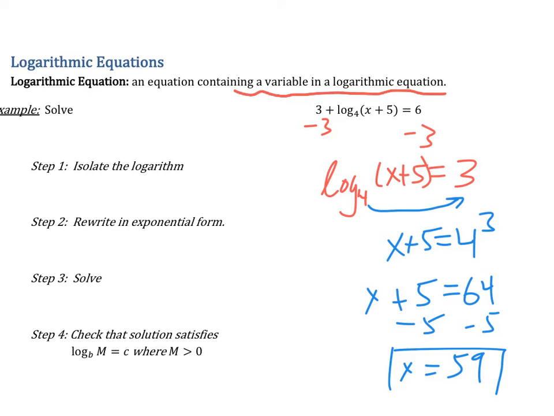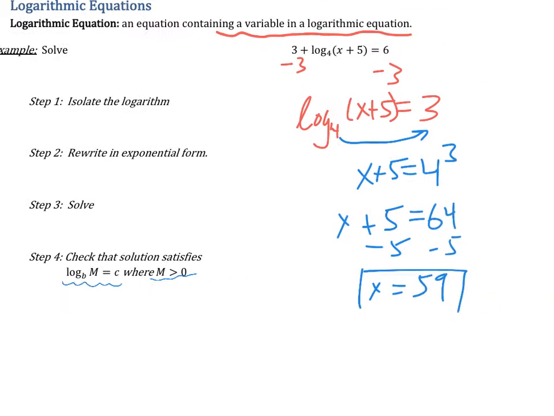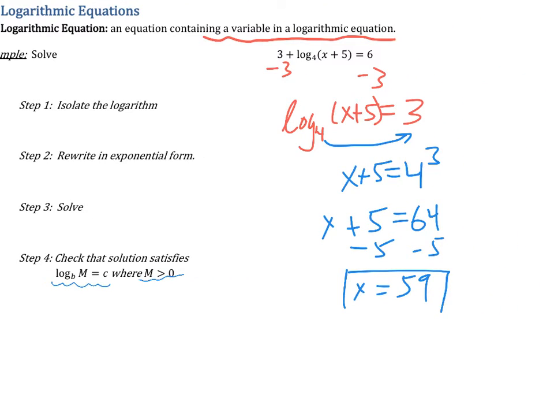Okay, now we do have to check this because of the domain of a logarithm. If we have a logarithm, the stuff inside must be greater than 0. You cannot take the log of 0. You cannot take the log of a negative number. So we have to check. Here we got an answer of 59. So the question is, does 59 work for this problem?